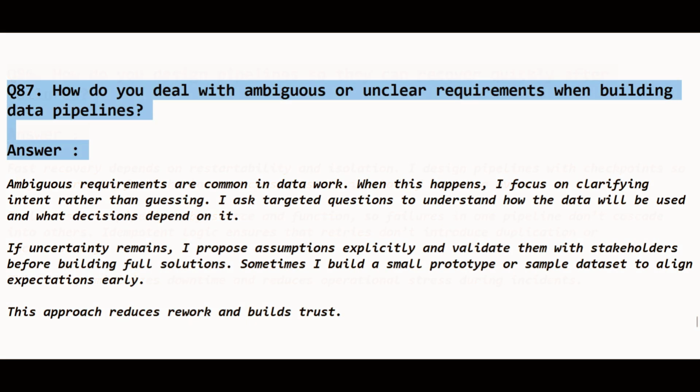Question 87. How do you deal with ambiguous or unclear requirements when building data pipelines? Answer. Ambiguous requirements are common in data work. When this happens, I focus on clarifying intent rather than guessing. I ask targeted questions to understand how the data will be used and what decisions depend on it. If uncertainty remains, I propose assumptions explicitly and validate them with stakeholders before building full solutions. Sometimes I build a small prototype or sample dataset to align expectations early. This approach reduces rework and builds trust.